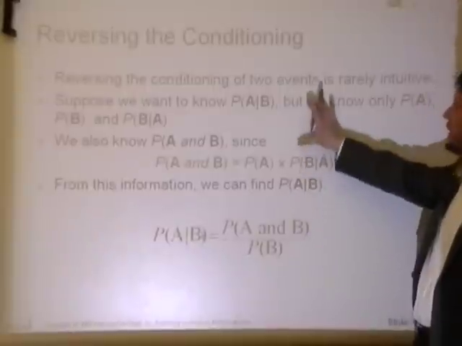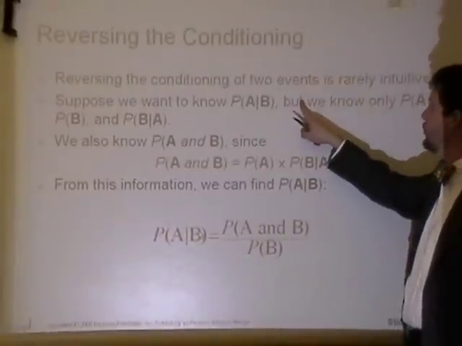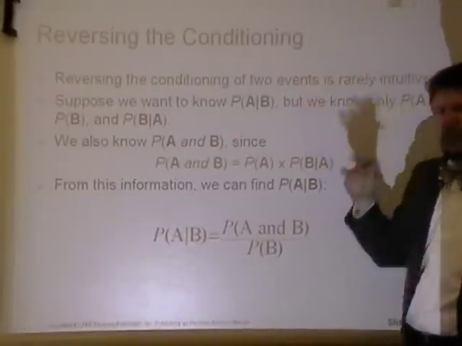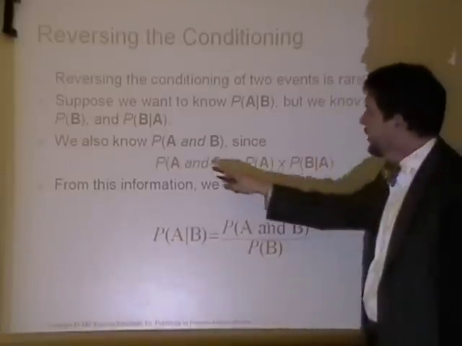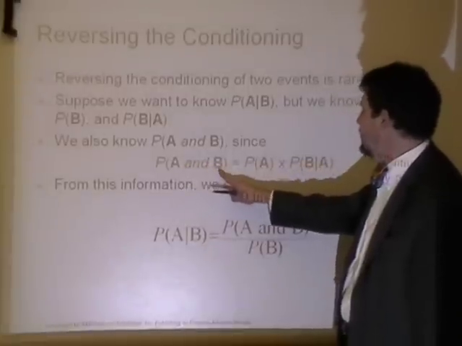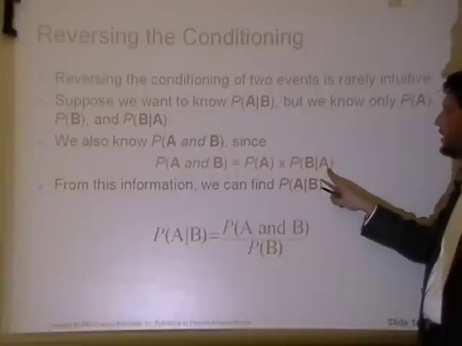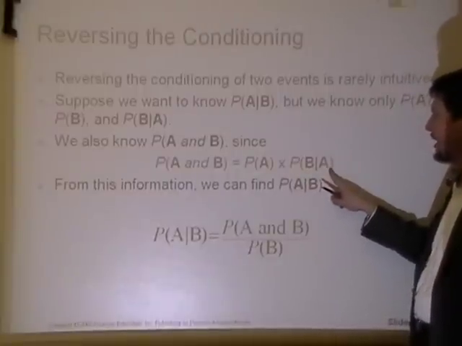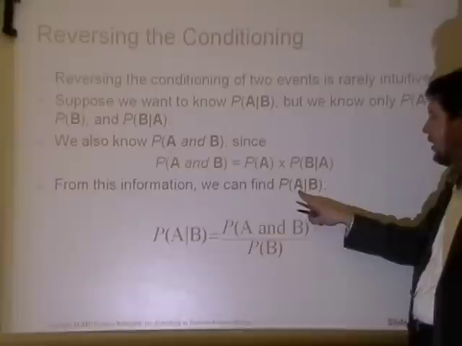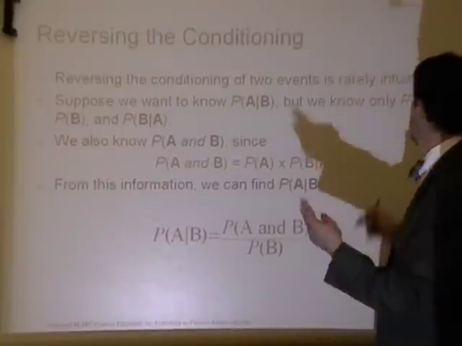Okay, so the last thing here talks about reversing the condition. When we reverse the condition in two events, it's not necessarily going to happen as you might think about it. So here we are again. Probability of A and B is equal to the probability of A times the probability of B given A. With this information, can we then turn around and find the probability of A given B? Meaning I'm going to switch the order in which the two events happen.